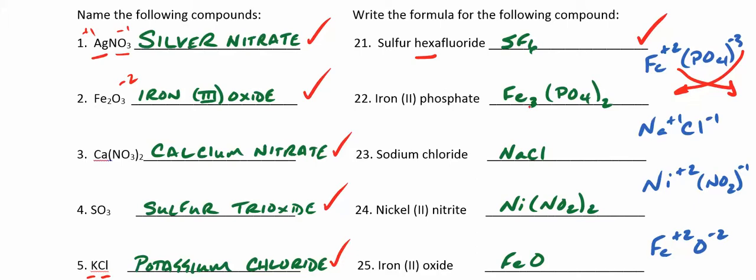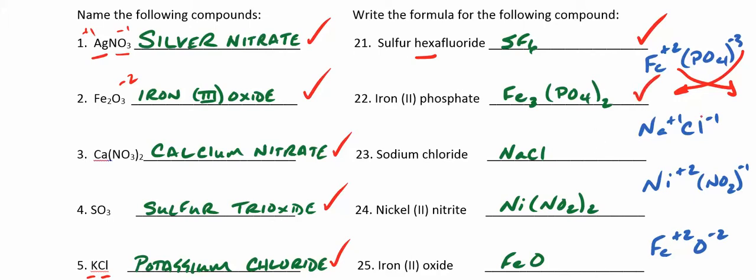So again, Fe3, 3 from up here, (PO4)2, 2 from up here. Notice that I have to have parentheses around the PO4 because I don't want it to read PO42. I can't distribute the 2 like I would in math. I can't say P2O8. It has to be exactly as written, Fe3(PO4)2, just like that.